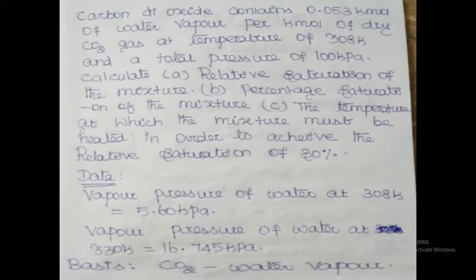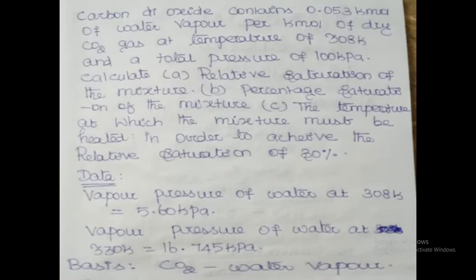So 0.053 kilomole of water vapor per kilomole of dry carbon dioxide. So this value is equal to absolute molar humidity, that is equal to HR. So the temperature, ordinary temperature, this is equal to dBT 308 Kelvin. Total pressure P is equal to 100 kilopascal. Objective of this problem, relative saturation. So the relative saturation is equal to percentage RH.